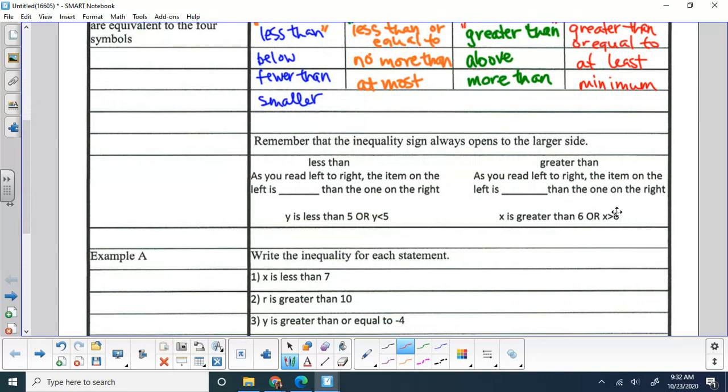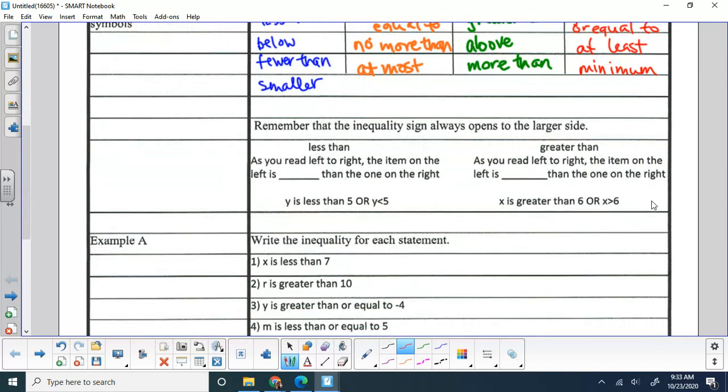All right, couple quick reminders is remember that an inequality sign always opens to the larger side. So it's kind of like that idea of you have your alligator mouth. Think all the way back to elementary school. This is my attempt at an alligator mouth. It kind of looks a little bit like a dinosaur, but we'll go with it. So the inequality, though, is going to be the one that opens up to the better deal or the better scenario.